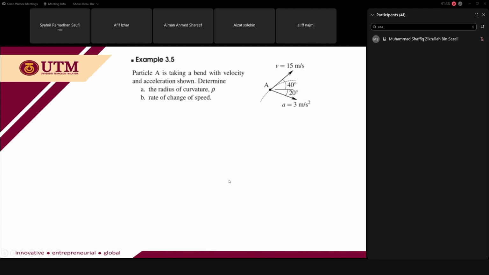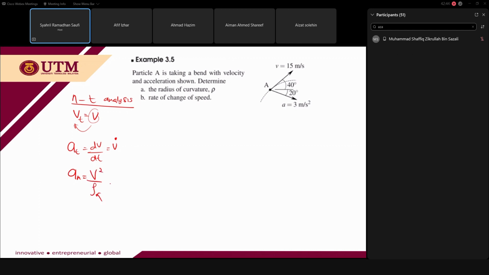This is for the NT analysis, which is normal and tangent. Particle A is taking a bend with velocity and acceleration shown. Determine the radius of curvature and the rate of change of speed. When you have NT analysis, the equations are: V is equal to Vt, velocity along the tangent of the curvature. Then AT is equal to dV over dt, the rate of change of velocity, or V dot. And an is V squared over rho. This rho is actually the radius of curvature.